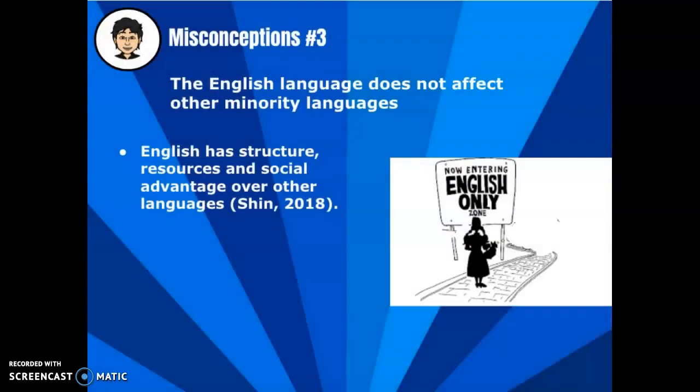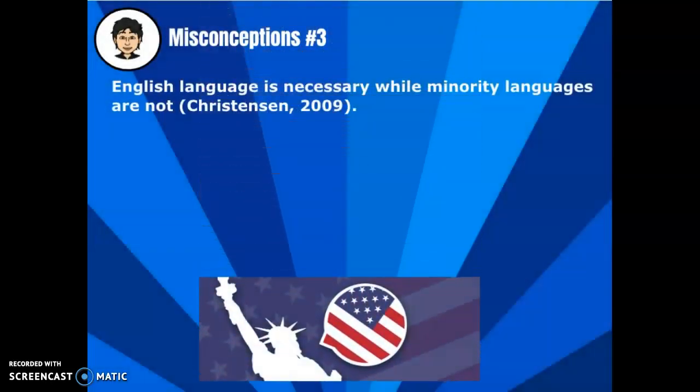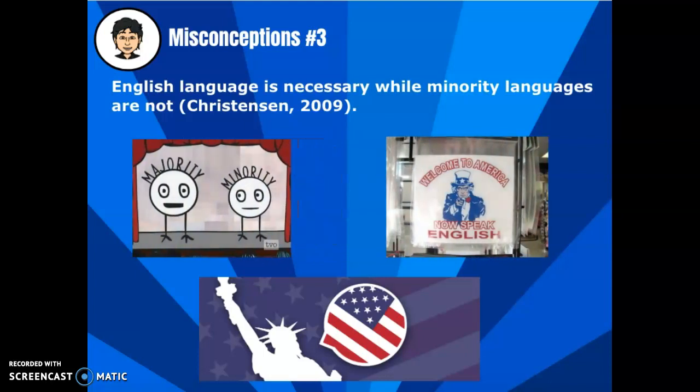The final misconception is the idea that the English language does not affect other minority languages. The English language is a very powerful language because of its structural power, resources, and social advantage. As a result, many of the small languages are disappearing. In the classroom, we can see that this is evident because the English language is necessary in this specific society, while other minority languages are not.